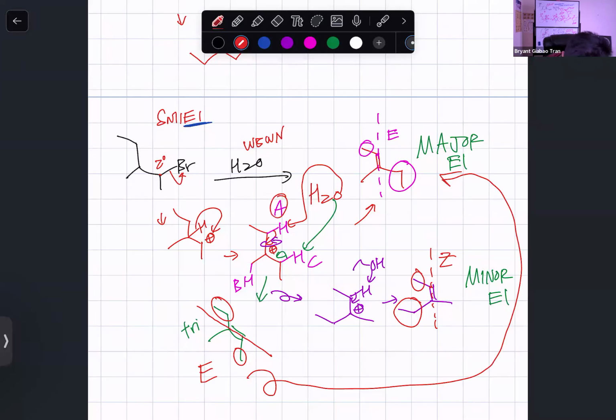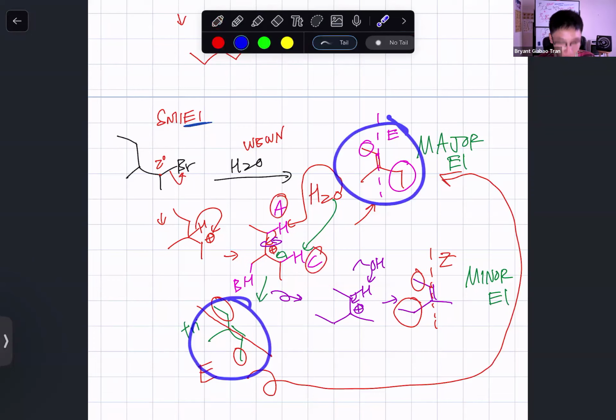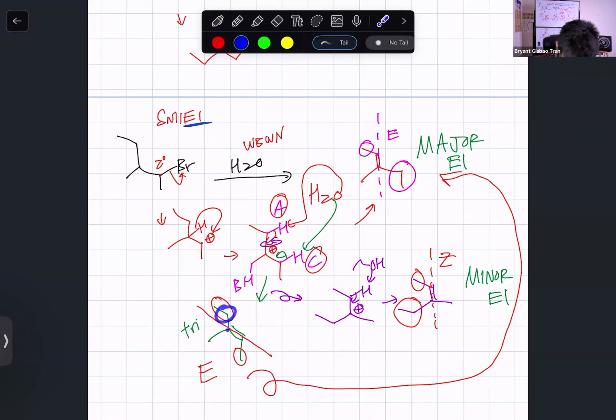So A and C could both work, but they'll give the same exact product. This exact structure here is the same exact structure as that. Right, nice catch. Because one carbon has an ethyl and methyl, the other carbon has a methyl. Same for the other one here, methyl ethyl, and the other carbon methyl, like that.